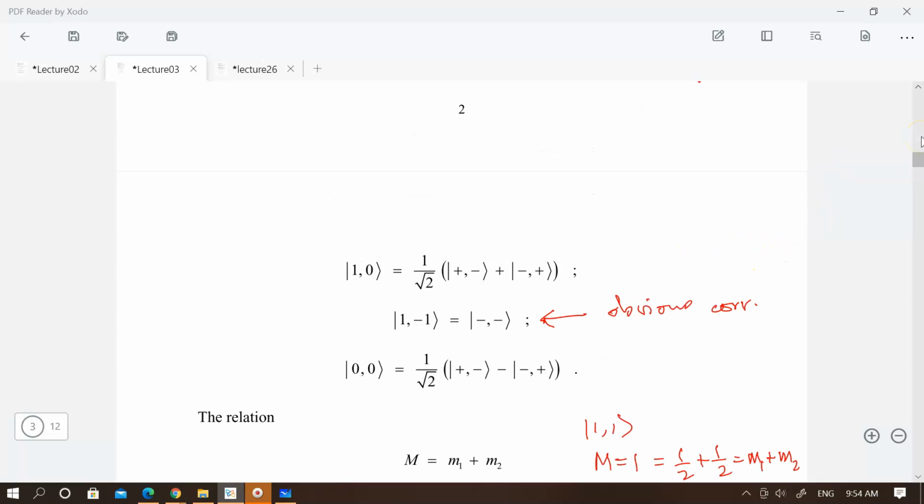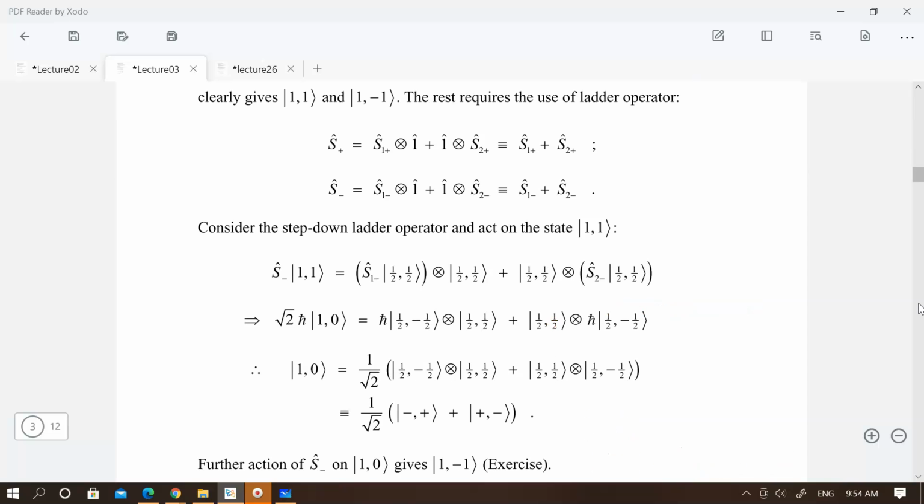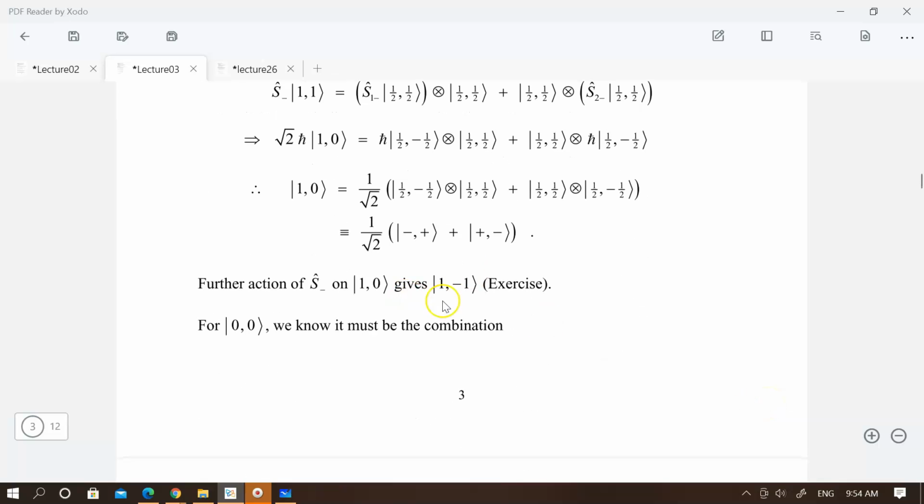which is this one. Okay, so you can see now this can be done in a more mathematically precise way. So then you get that. Okay, and if you do it further, add this S minus on this 1, 0 state, then I should get 1, minus 1 for the total spin. But then that should now correspond to the spin down state. So I'm not sure whether I worked it out over here. Okay, it's an exercise for you.